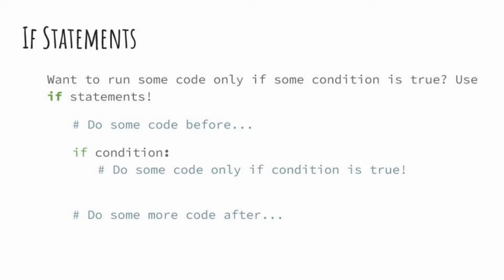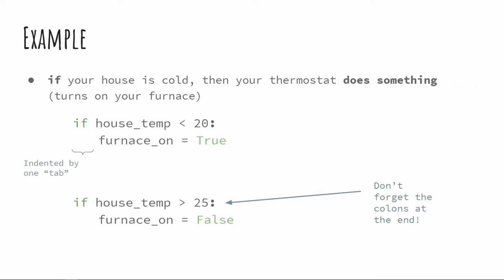And then the code that we want to run only if the condition is true, we have to indent after the if condition line. Any code that is unindented after the if statement will be treated as going out of the if statement. And once you're out of the if statement, everything continues to run the same way that it did earlier. On the slides, we have an example of an if statement. This one checks to see if your house is cold, which in this case we regard as being less than 20 degrees. Then it sets furnace on to be true. In general, this would probably be some more complicated code that would turn on your furnace, but for the moment, just saying furnace on equals true will suffice.